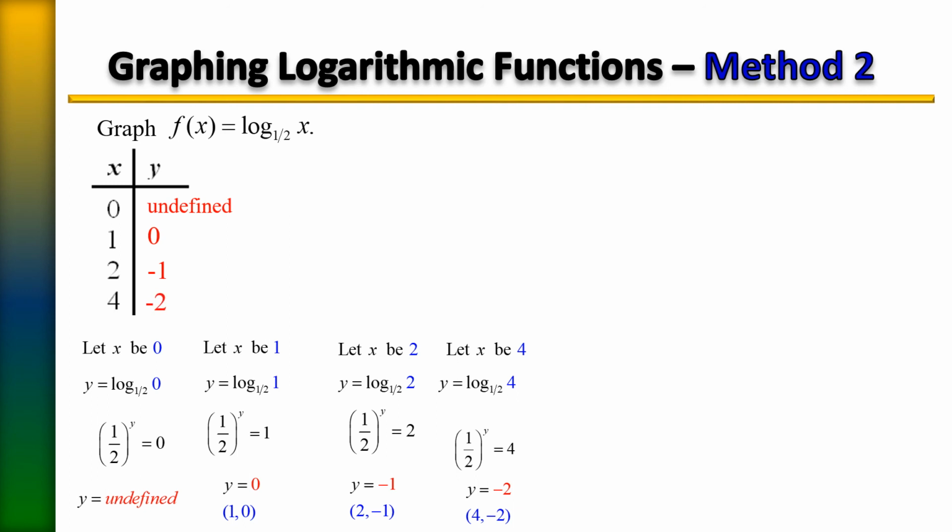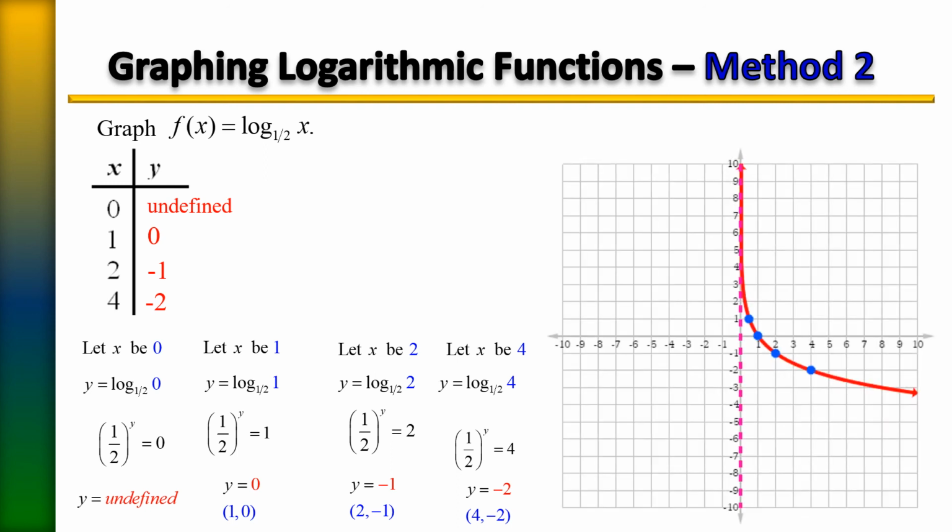And now that we have all our points, all we need to do is go ahead and sketch our vertical asymptote, which is going to be x equals 0, crossing the x-axis right at 0. And we go ahead and sketch our points. And there you have it, the graph of f of x equals log base 1/2 of x by plotting ordered pair solutions.